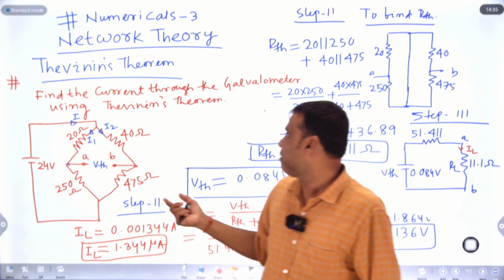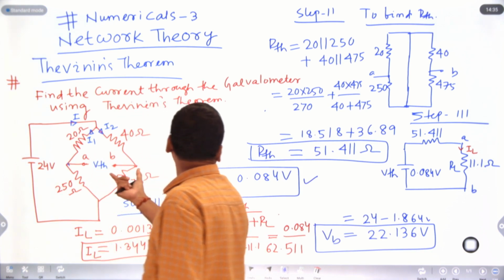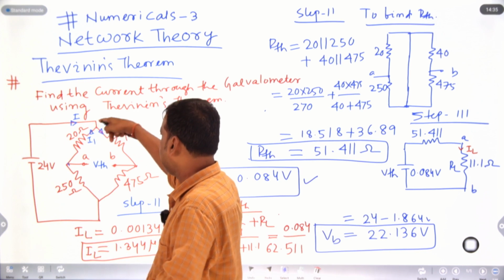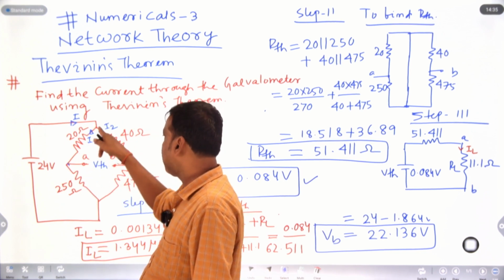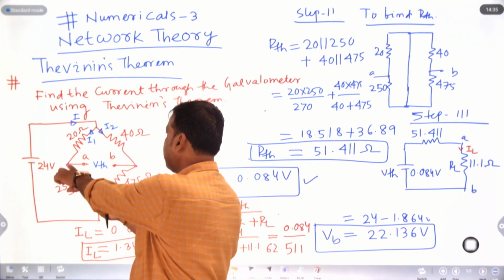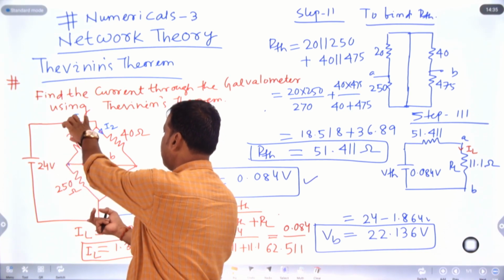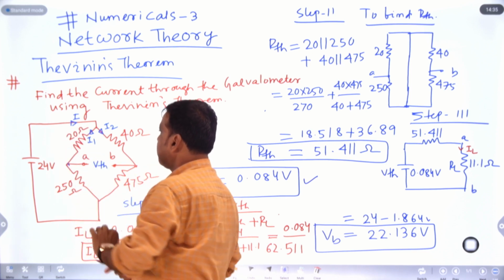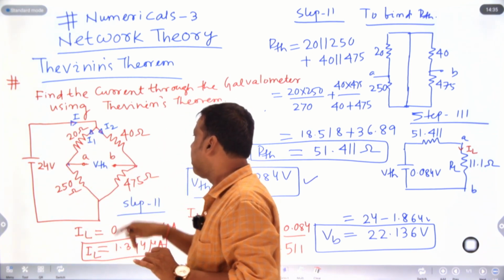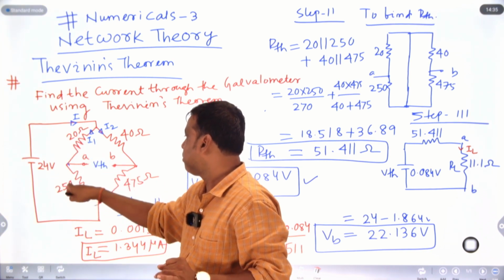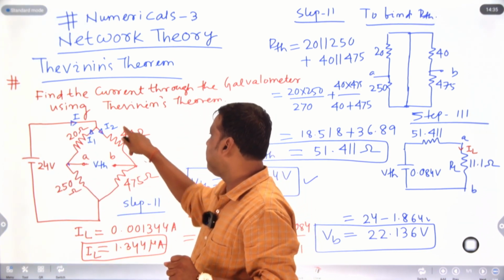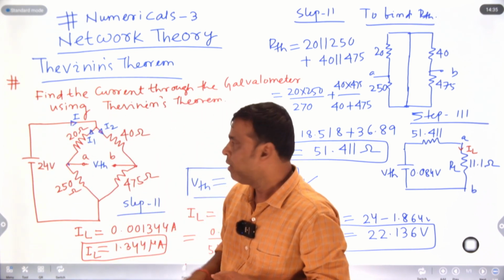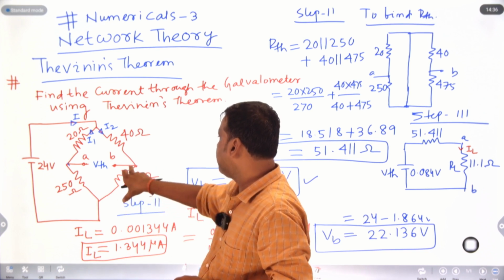In step 1, how do we calculate VTH? The current divides into two branches, I1 and I2, and we find the potential at point A. The source is 24 volt, and if we subtract the drop, we get VA, so VA is 24 minus 20 into I1. I1 is 24 divided by 250 plus 20. Similarly, I2 is 24 divided by 40 plus 475.